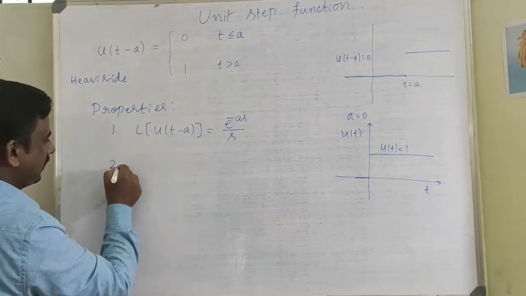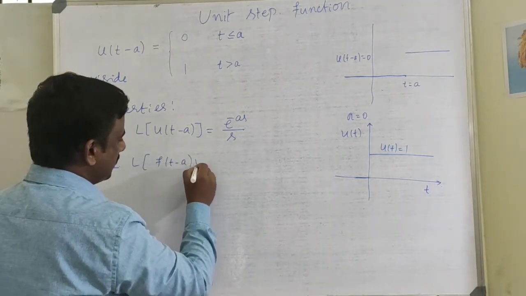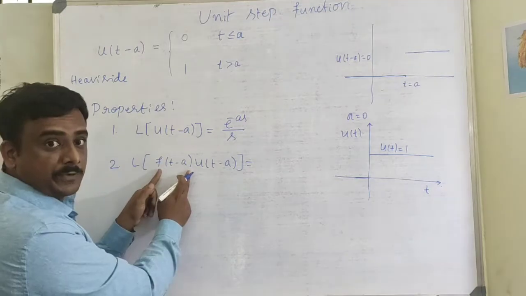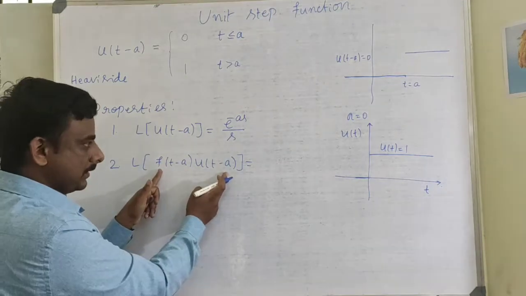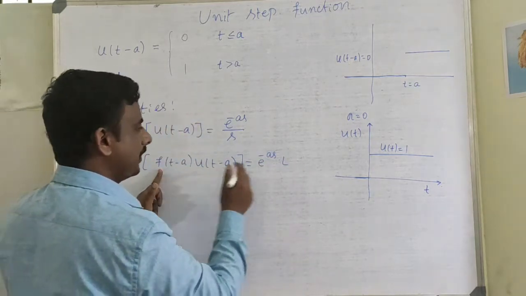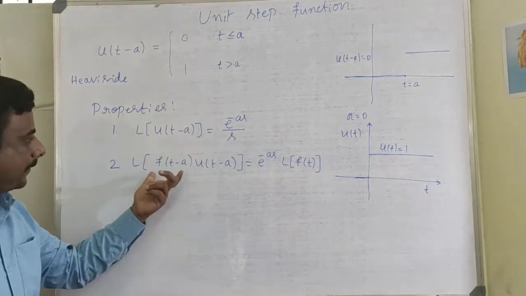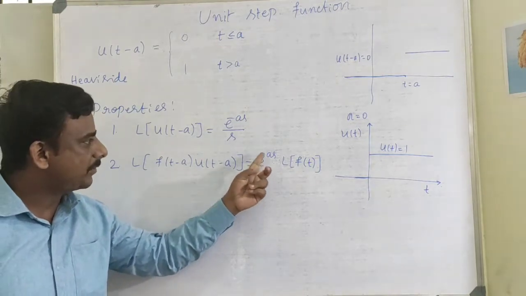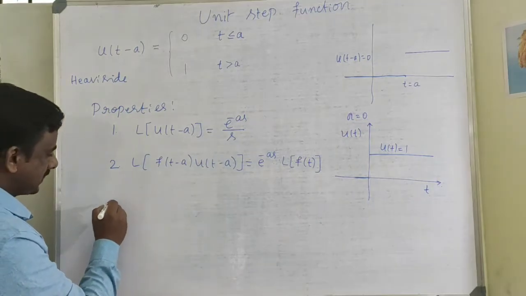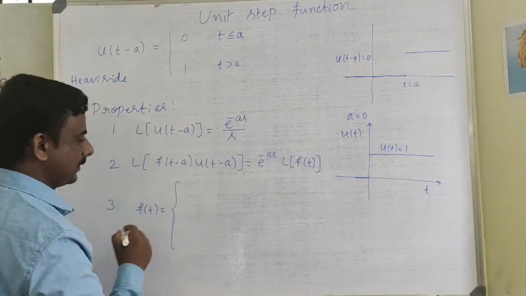The generalized version of this property: Laplace transform of f of t minus a into u of t minus a is equal to e power minus as into Laplace transform of f of t. Keep this in mind. Laplace transform of f of t minus a into u of t minus a is equal to e power minus as into Laplace transform of f of t. Third one, how to express the function that is defined in different intervals using the unit step function.